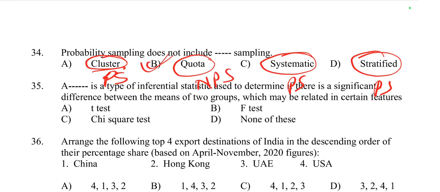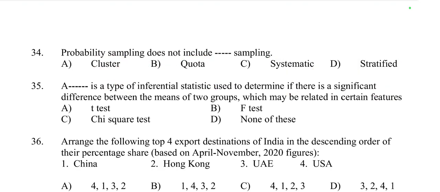Quota sampling is a type of non-probability sampling where specific quotas are set for subgroups and participants are selected until the quotas are met, but not necessarily randomly. Therefore not all individuals in the population have a known chance of being selected. So it is called non-probability sampling. So option B is right here.